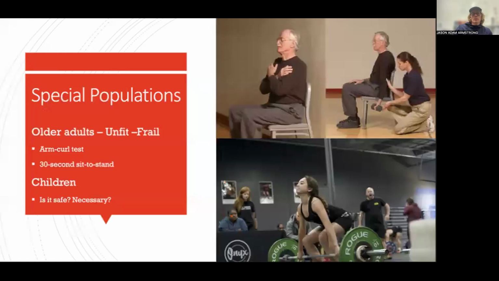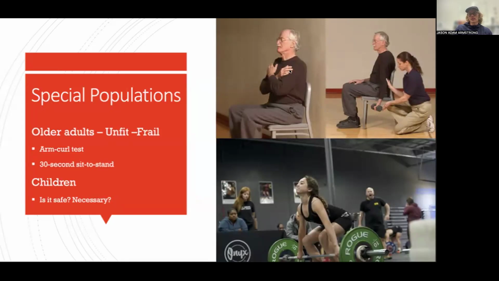Okay, in working with special populations, a couple quick things. For older adults, unfit adults, or frail adults, I'm going to look at some more simple tests. Like the arm curl test, there are some standards for this, and they are later in your book. So we might get there this semester, we might not. In any case, with the straight arm, note this assistant is letting him know, okay, this is the position at which I expect you to stop and start.